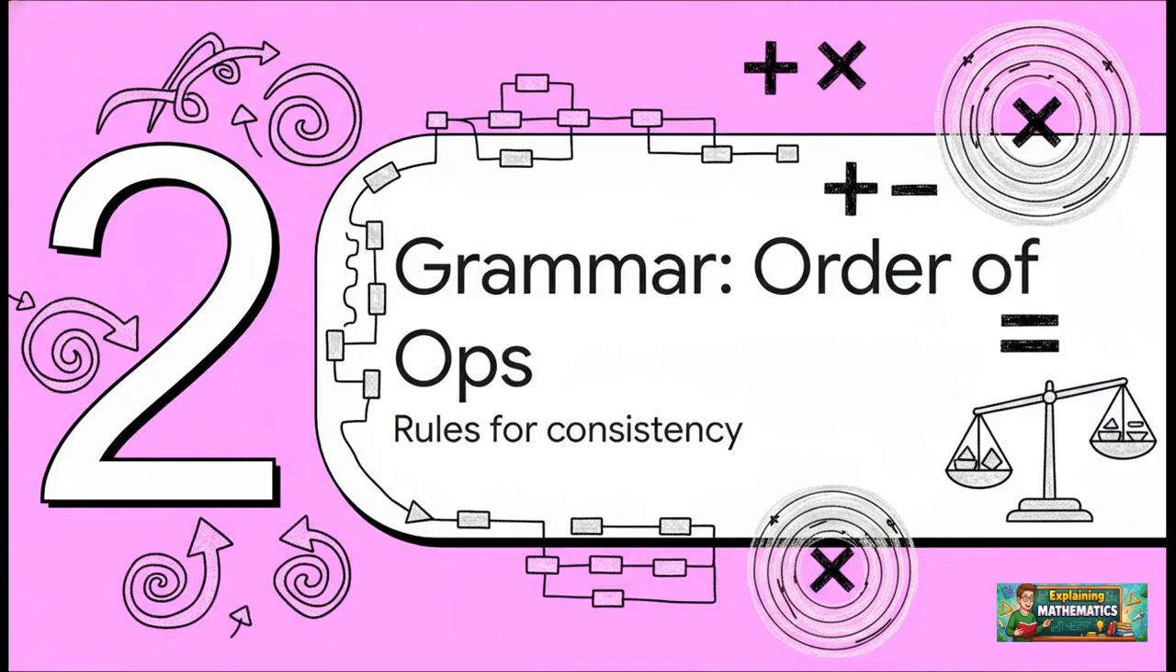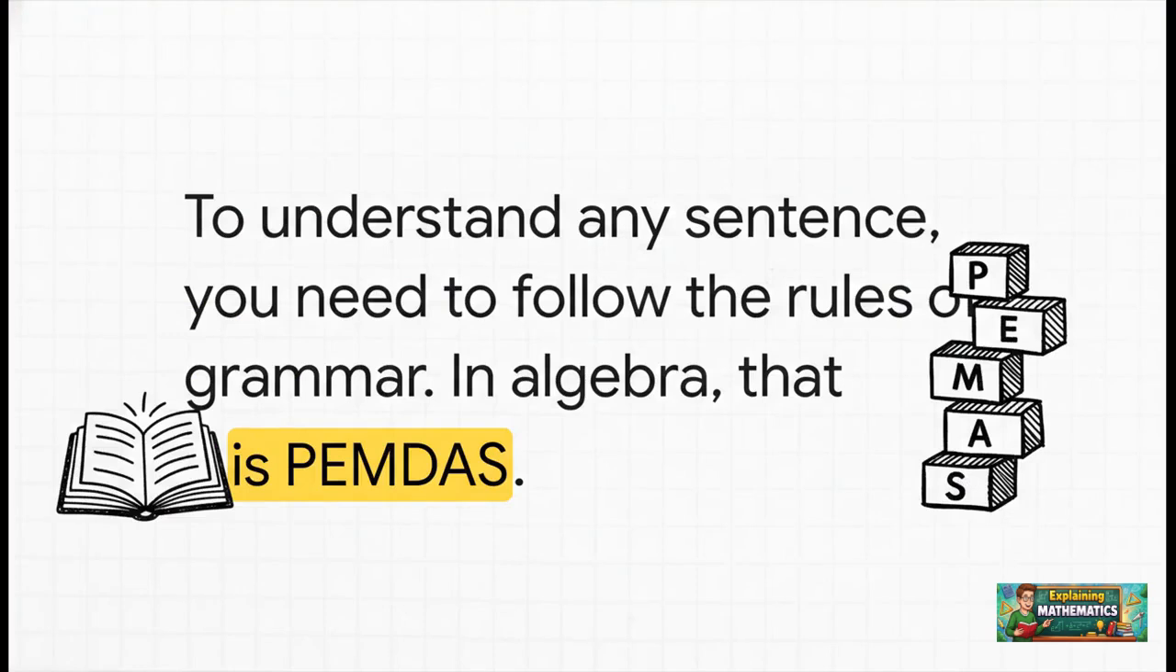Of course, you can't have a language without some rules, right? It would just be chaos. In English, grammar makes sure we all understand each other. In algebra, our grammar makes sure we all get the exact same answer, every single time. And that big grammar rule is something you've probably heard of before, the order of operations. Most of us remember it by the name PEMDAS. This is the non-negotiable law of our math language.